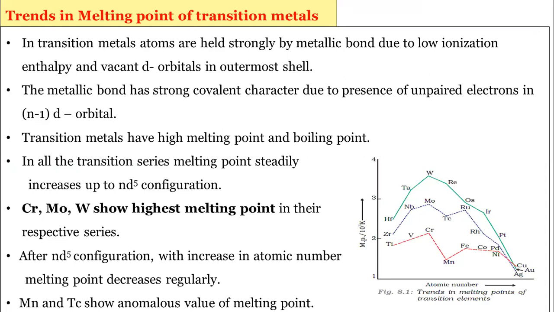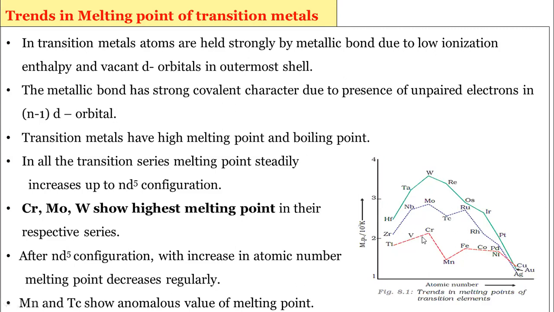Explain the trends of melting points and boiling points in transition metals. We only have to write initially that from scandium to chromium, the melting and boiling points increase. Manganese shows an exception in melting point, then again the melting and boiling points increase, and lastly they decrease again because there is no unpaired electron in the case of zinc.